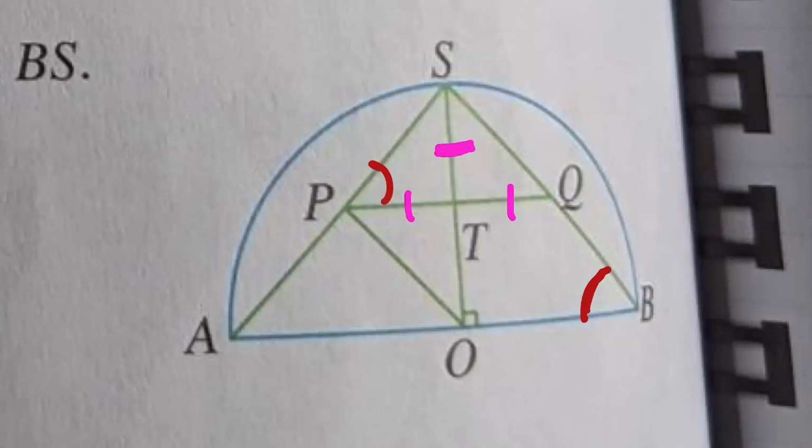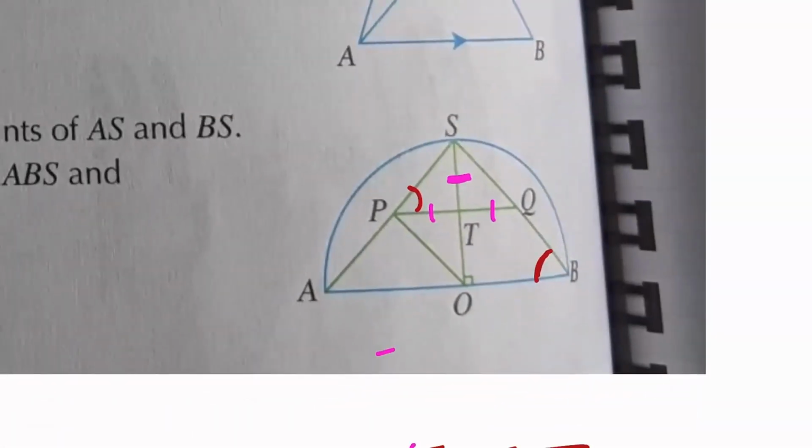Clear so far? PT equals TQ? Very good. So now that you know PT equals TQ, therefore T is a midpoint, right? So do you agree with me that TQ to PQ must be 1:2? Yes, TQ to PQ ratio is 1:2.